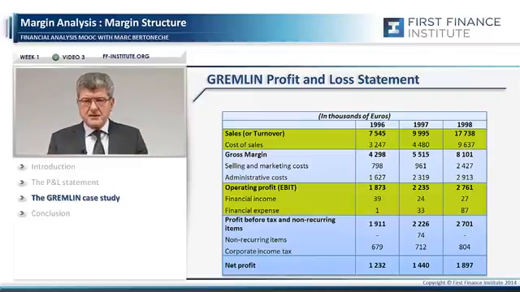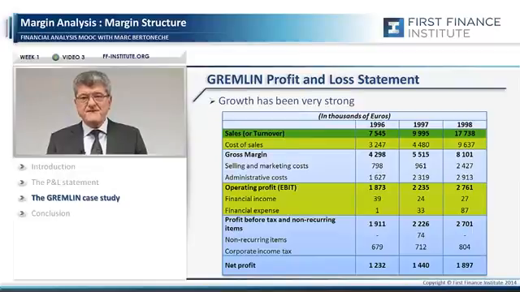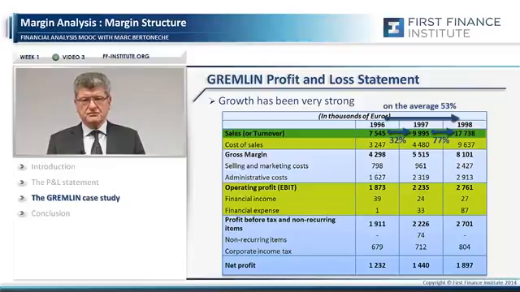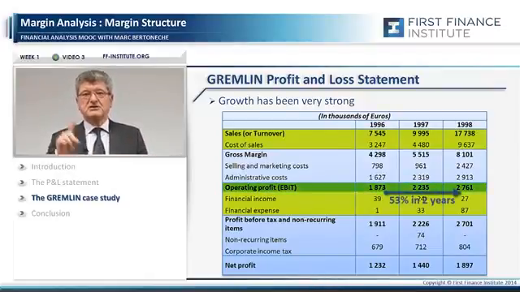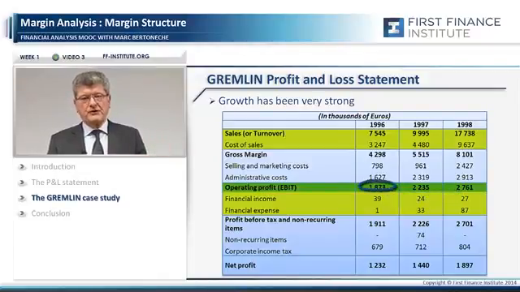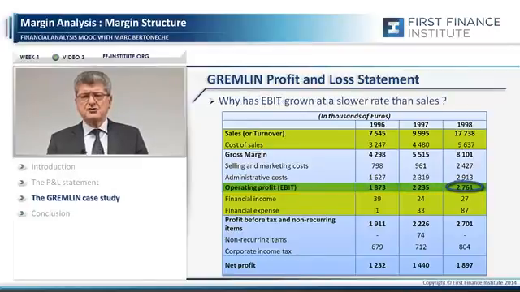Let's now look at Gremlin over the last 3 years, 1996, 1997, 1998. Growth has been very strong, 53% per year on average. We could expect the operating profit to grow at the same speed. It is unfortunately not the case. The operating profit has grown at 50%, but in 2 years, going from roughly 1.9 million to 2.8 million. Why has EBIT grown at a slower rate than sales?